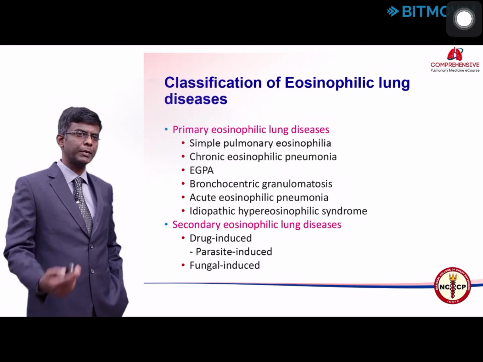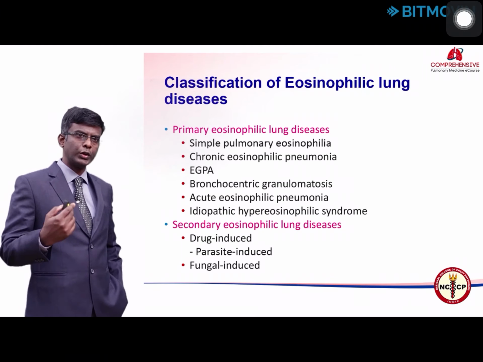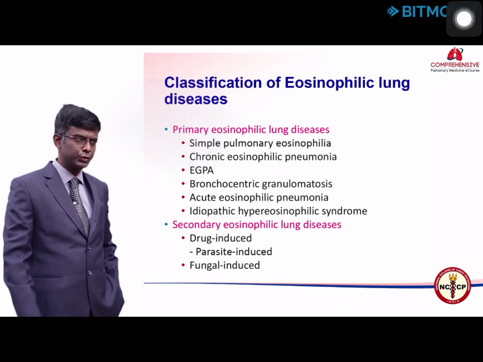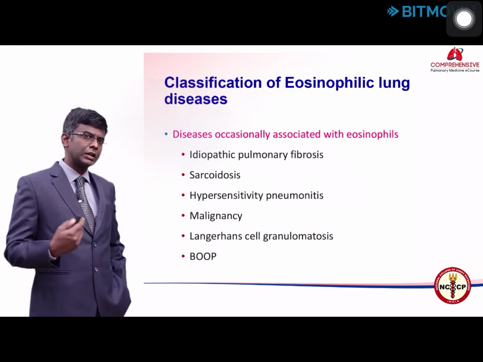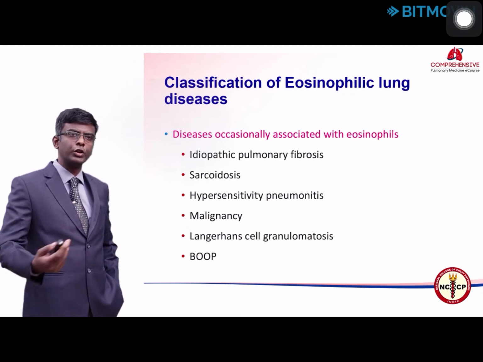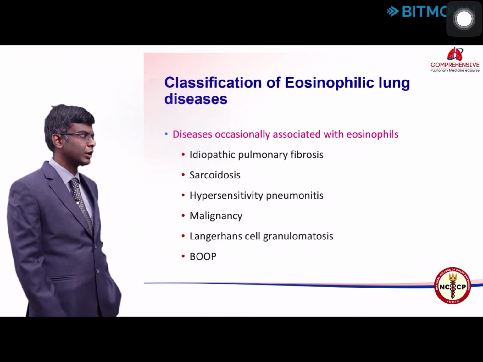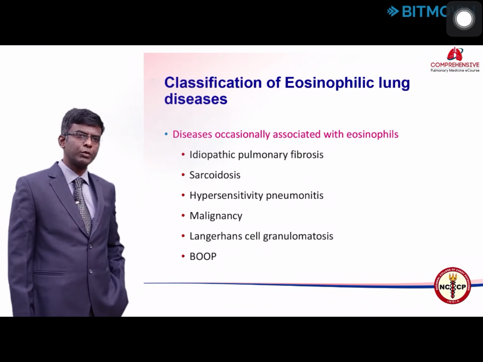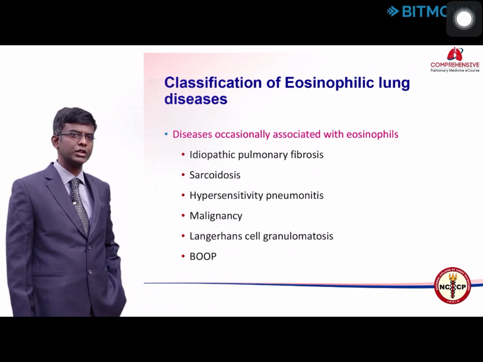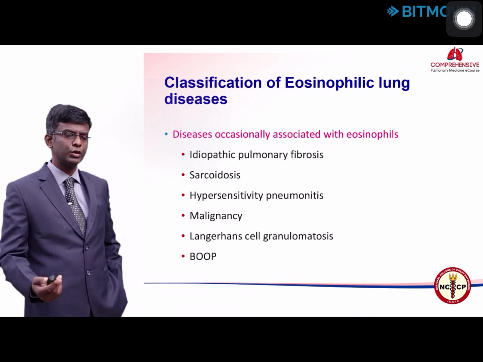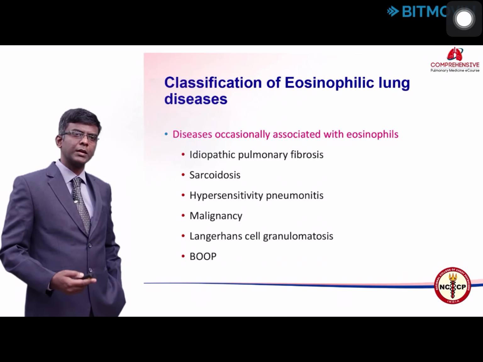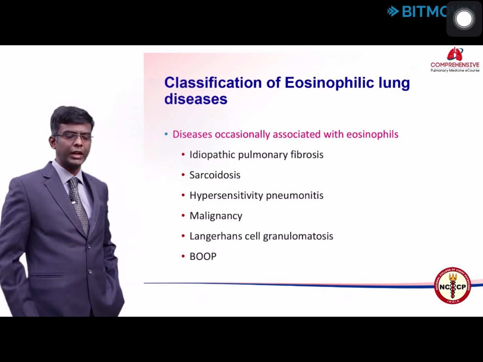In secondary pulmonary eosinophilia, it can be drug induced, parasite induced, or fungal induced. Other conditions can be rarely associated with mild to moderate eosinophilia. These include idiopathic pulmonary fibrosis, hypersensitivity pneumonitis, Langerhans cell granulomatosis, sarcoidosis, malignancy, and BOOP. And these groups are not primarily eosinophilic lung disease, but occasionally eosinophilia can be found.